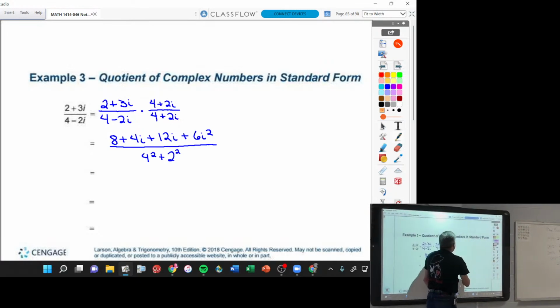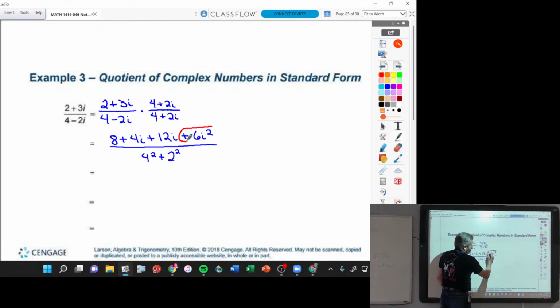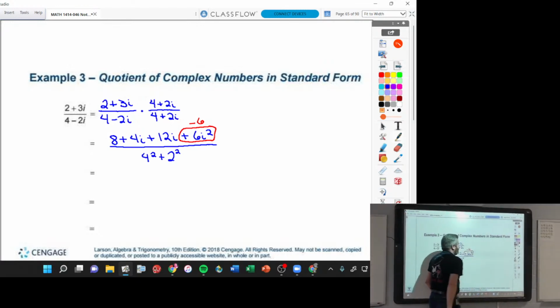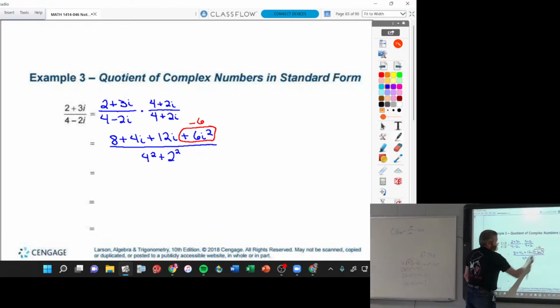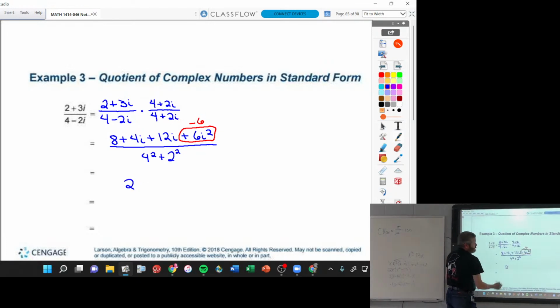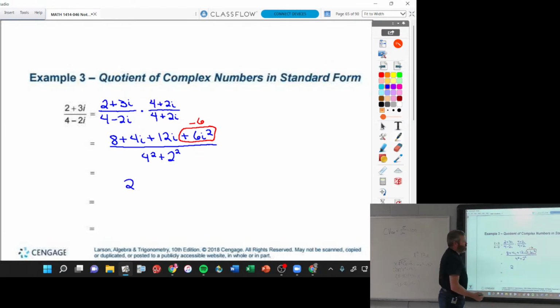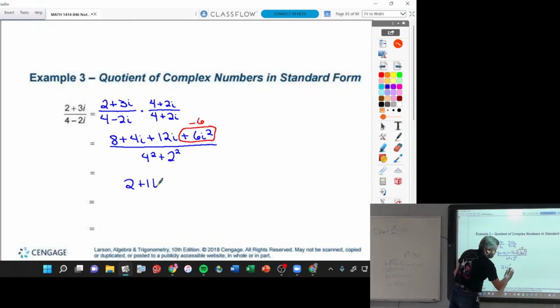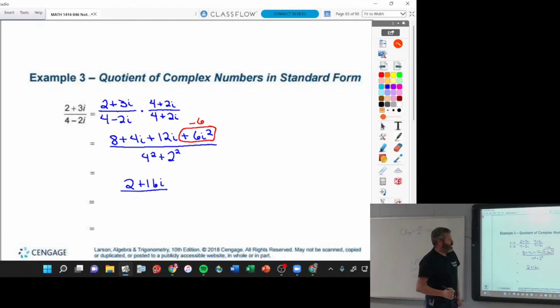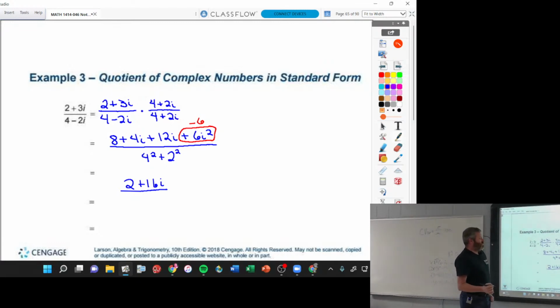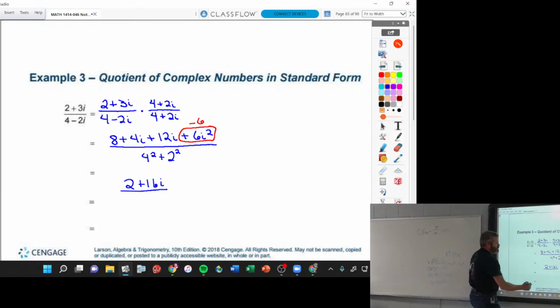Combining like terms in my numerator, remember i squared is -1, so this plus 6i squared becomes minus 6. Combining the real part of my numerator, I have 8 minus 6, which is 2. And then 4i and 12i is 16i. The denominator is 4 squared, or 16, plus 2 squared, or 4. 16 plus 4 is 20.